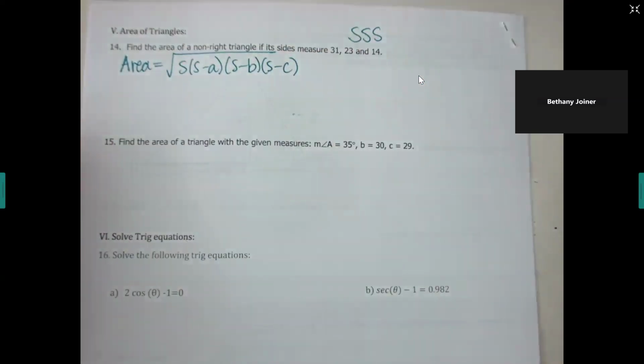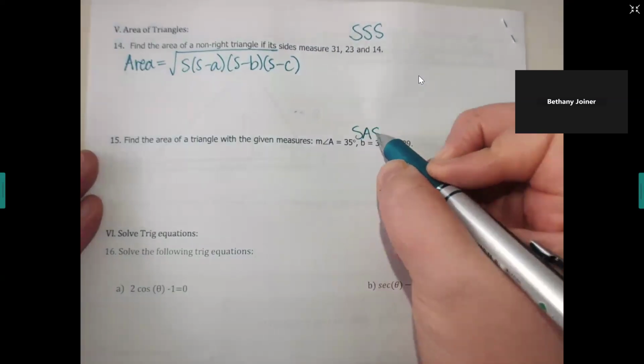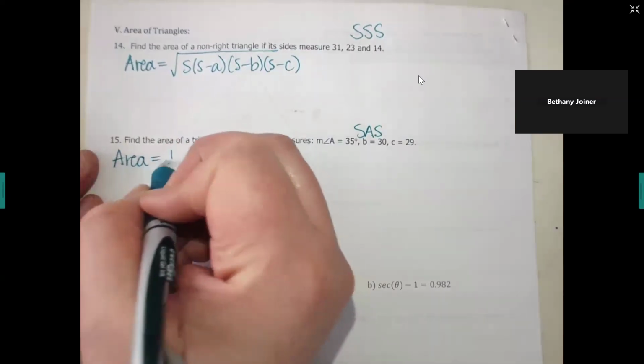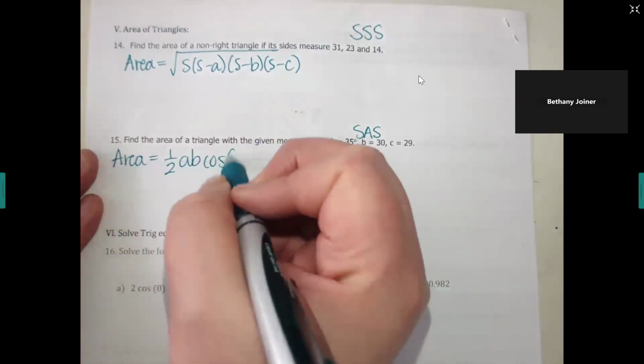Okay, then for the second question, number 15, you'll notice that you have an angle and two sides. That makes this one side angle side, which means that you'll use the one on your notes, 1/2 ab sine C. Okay. So go ahead, do those two real quick. And then if you want to get started, we'll do some examples from the rest of the review here in a minute.